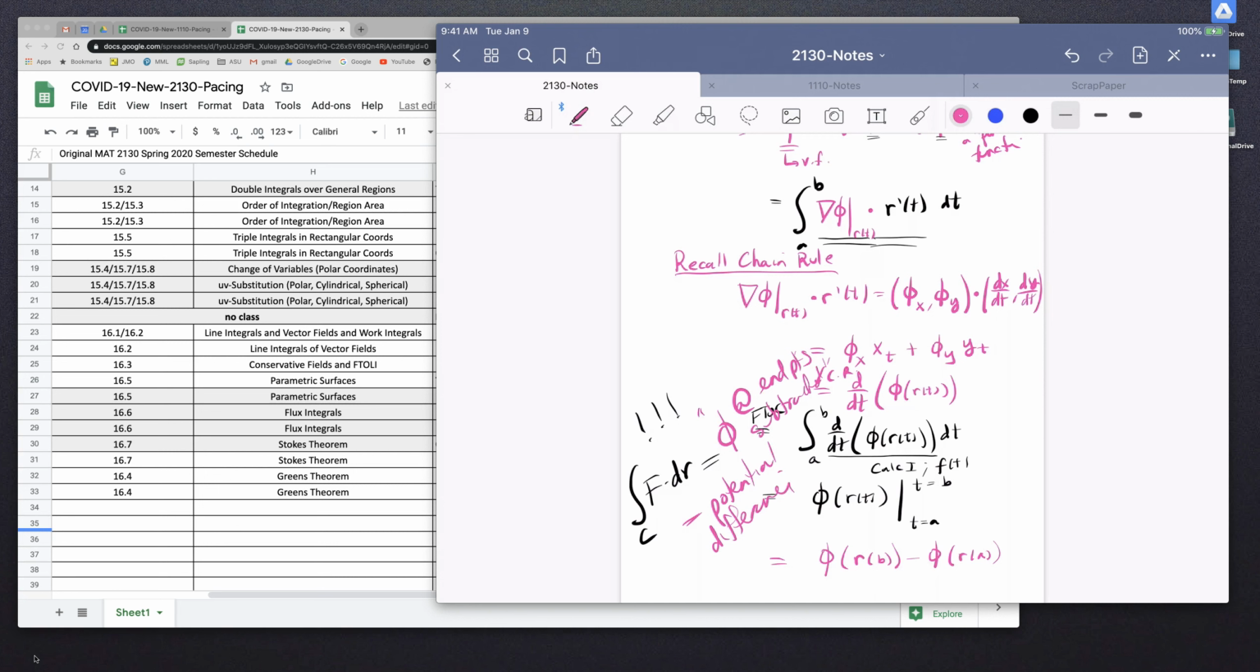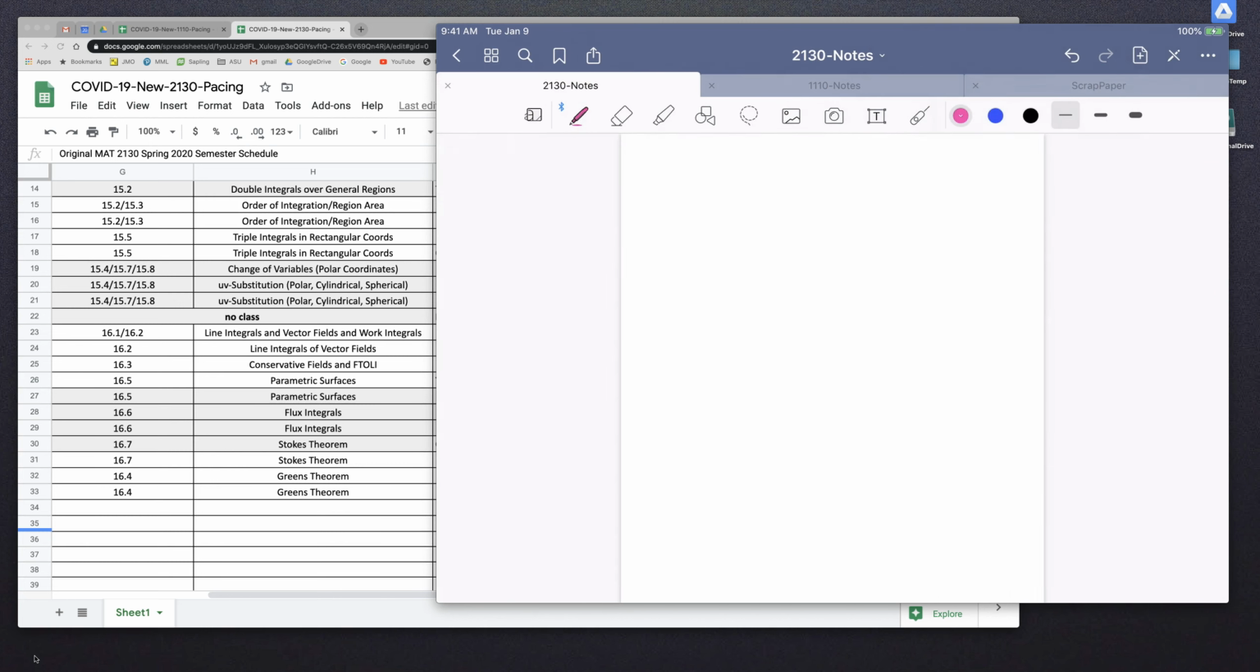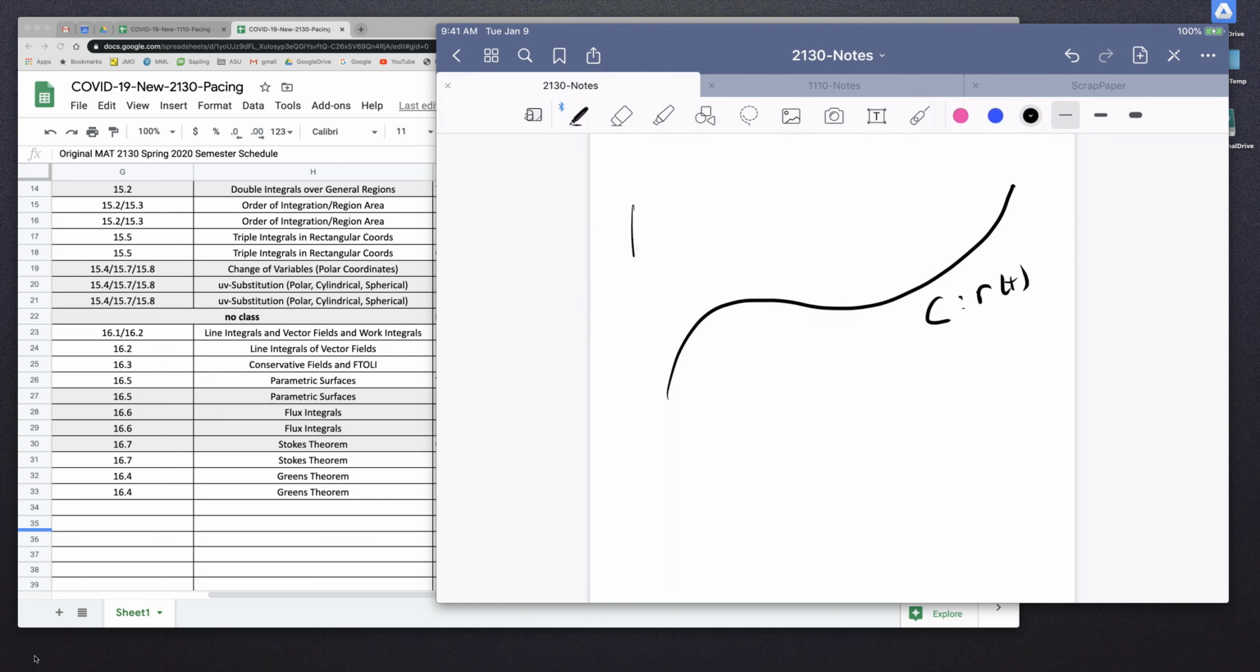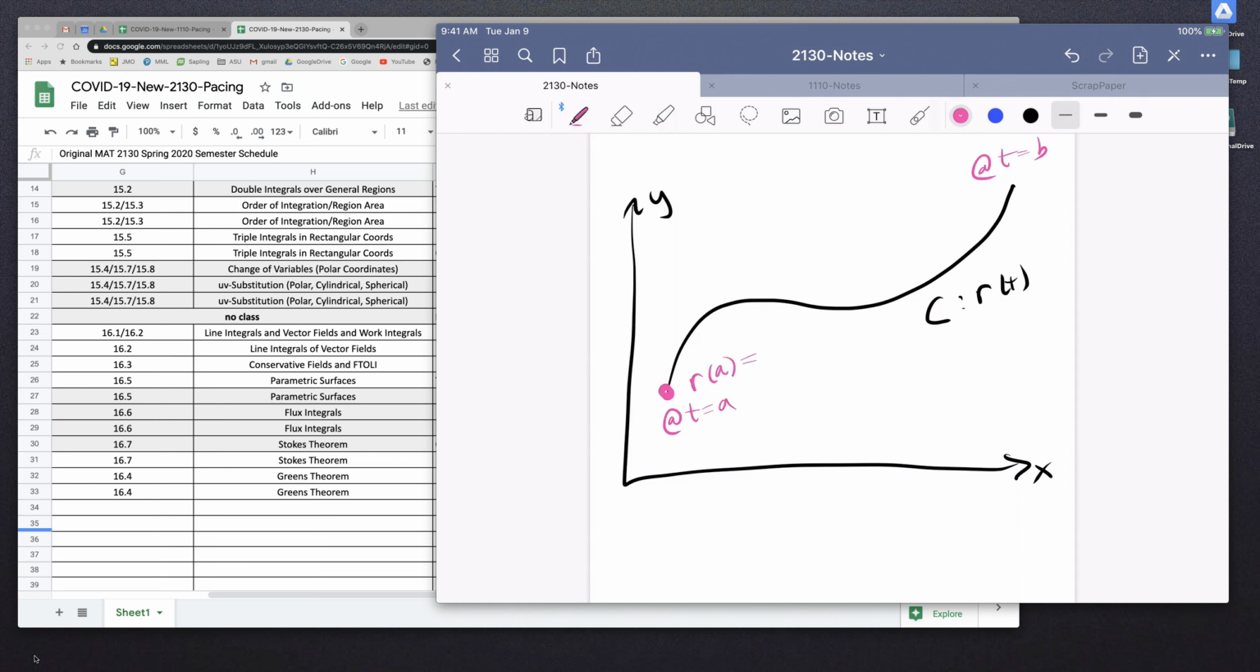So if you want to evaluate a vector field along a curve, here's your curve C, which you have parameterized. This might be in the xy plane, for example. We're looking at the curve from t equal to a to t equal to b. You can evaluate the curve at t equal to a to get a point P, and evaluate the curve at time b to get another point Q.